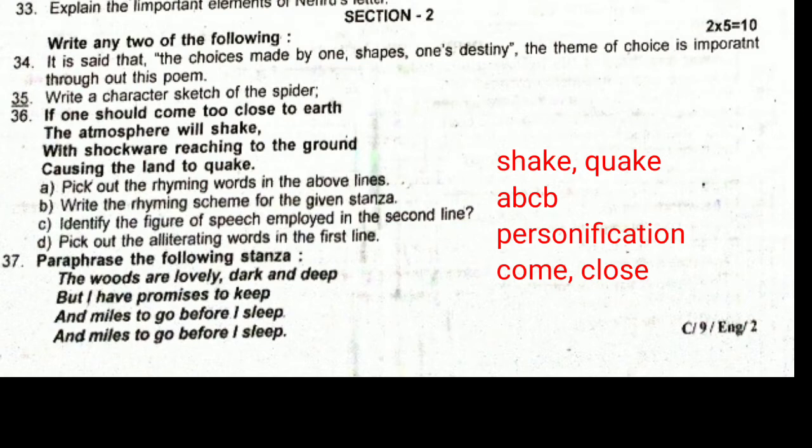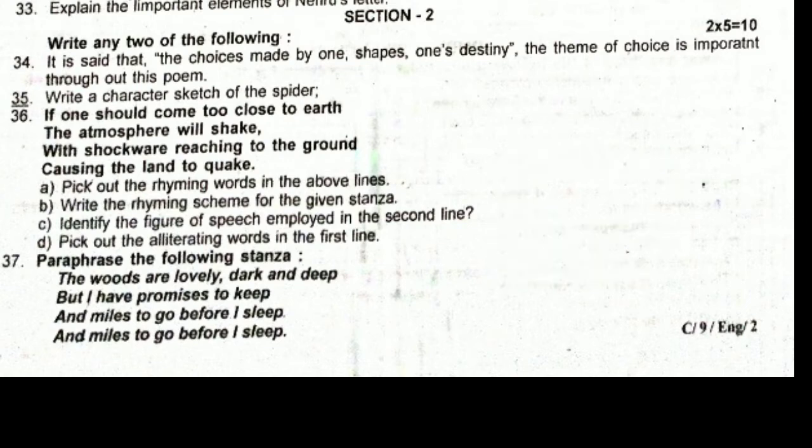Fine, children. 37. Paraphrase the following stanza. The woods are lovely, dark and deep, but I have promises to keep, and miles to go before I sleep, and miles to go before I sleep. So for paraphrase, what should you do? You should tell from where these lines are taken. So these lines are taken from the poem Stopping by Woods on a Snowy Evening, written by Robert Frost, and then you can tell about the gist of the poem slightly, and that these particular lines follow a rhyming scheme, rhyming words, and what are the other imagery, everything you can write. Okay, the small paragraph is the paraphrase.